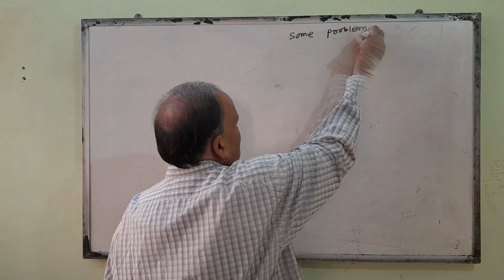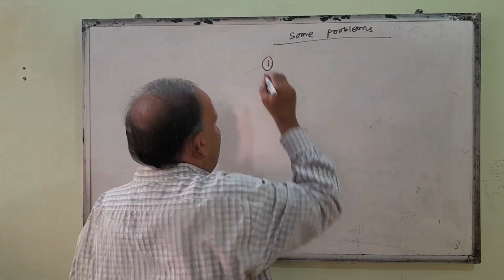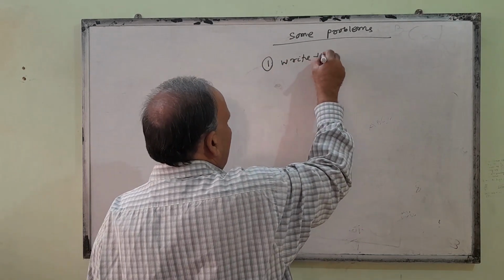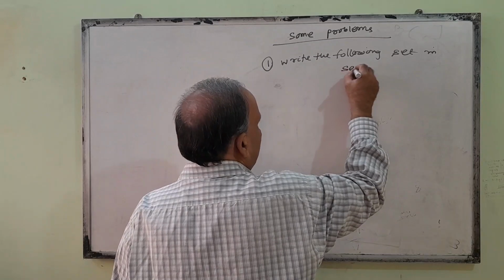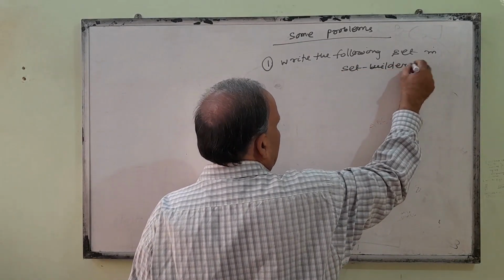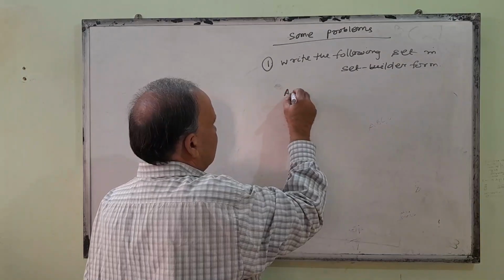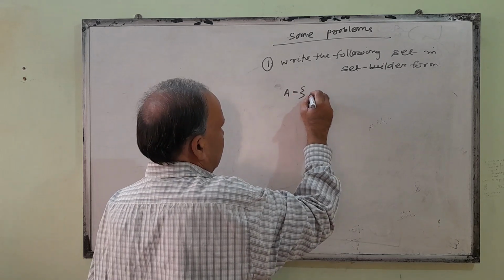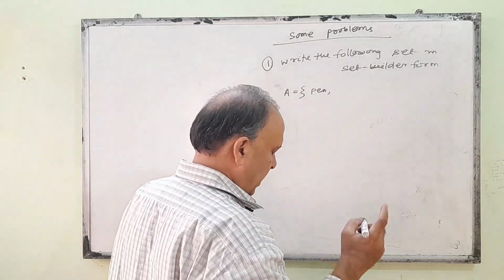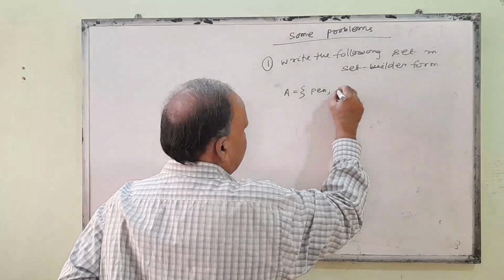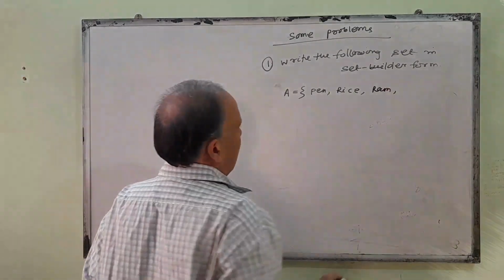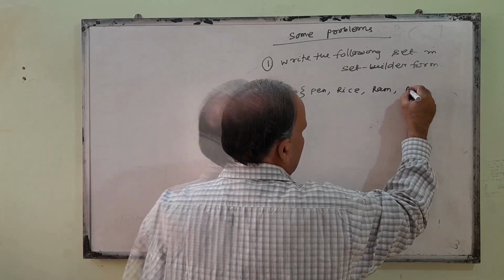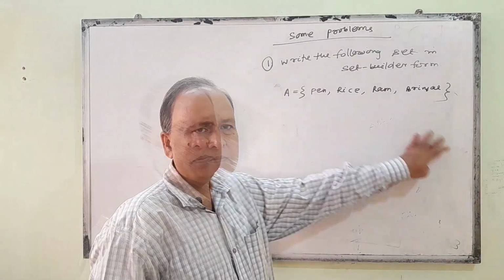Some problems. Suppose question number 1. Write the following set in set builder form. Suppose A is a set that is pen, your pen, another is your rice, third one is Ram, and fourth one is Brinjal. How can you write it in set builder form?